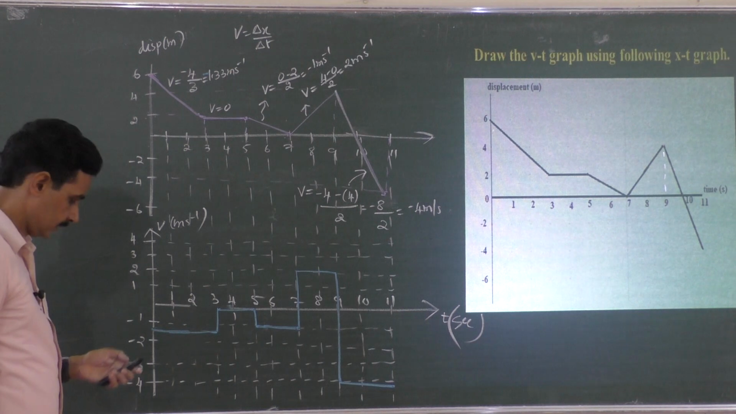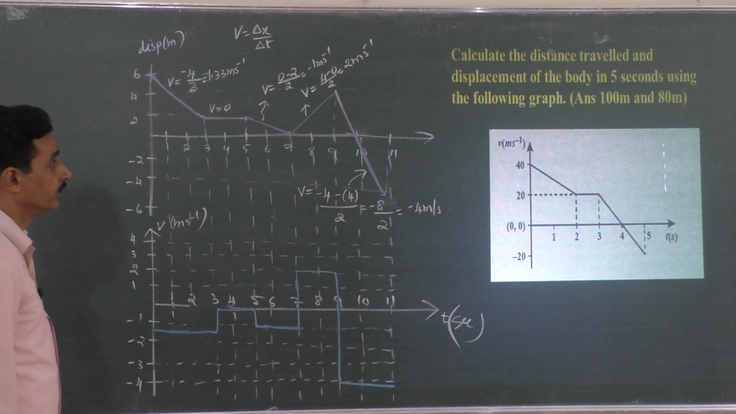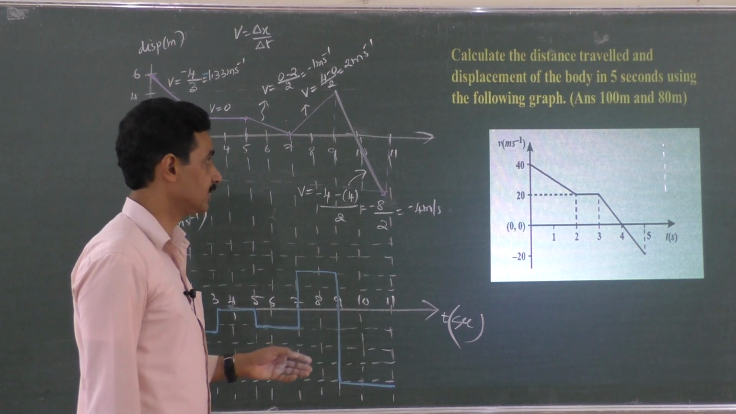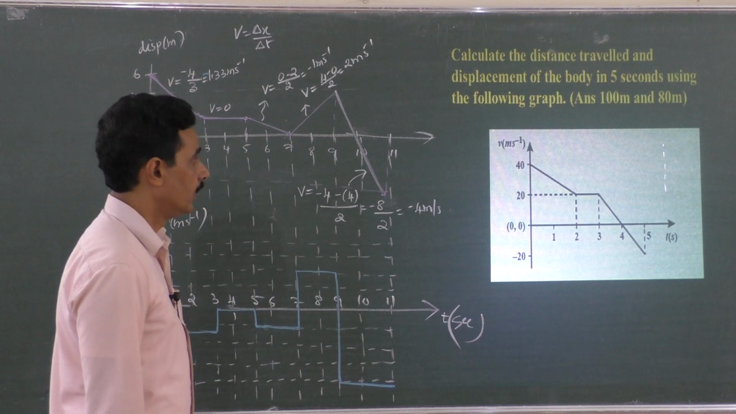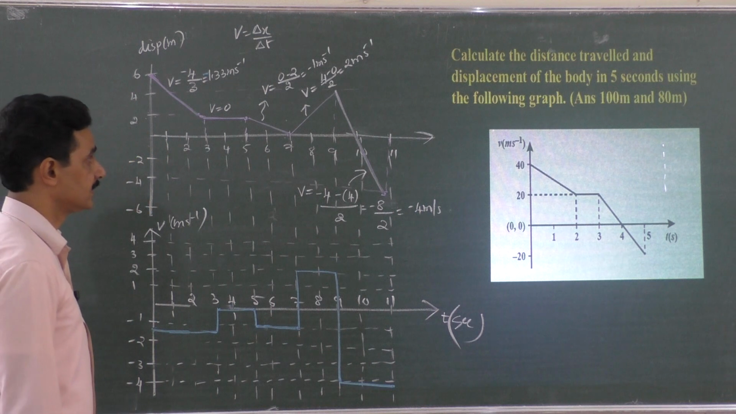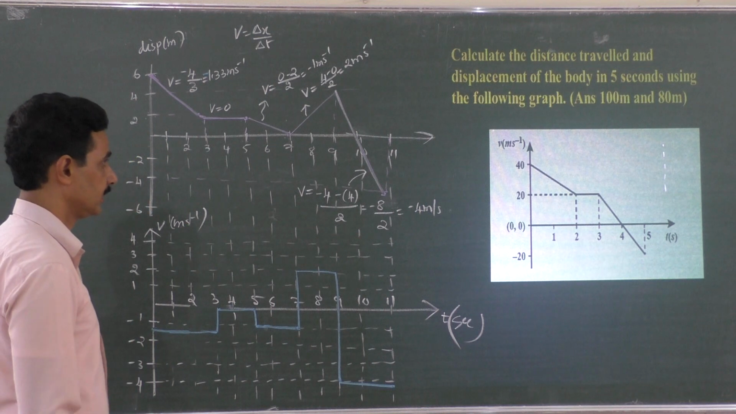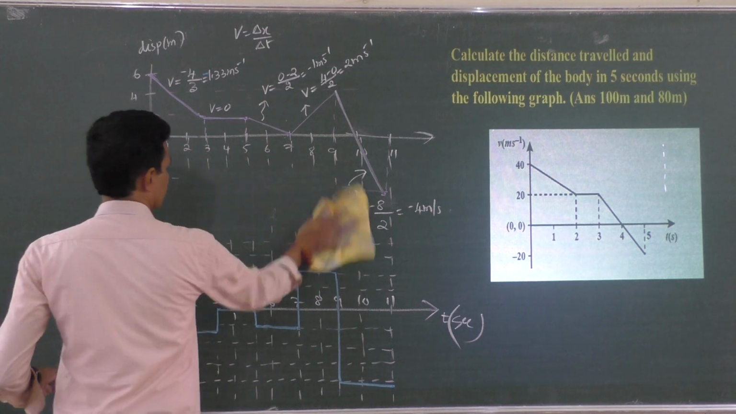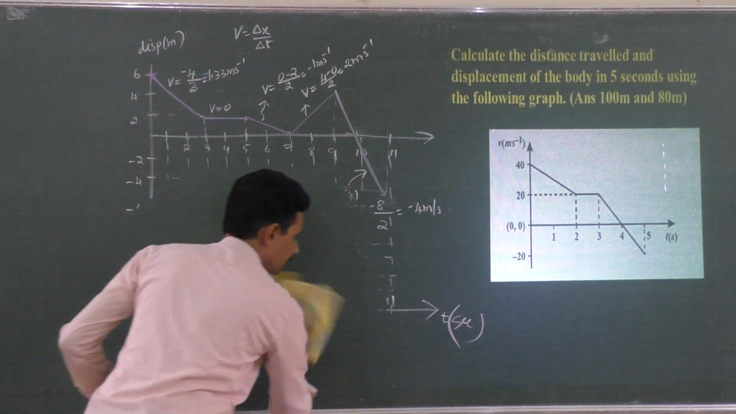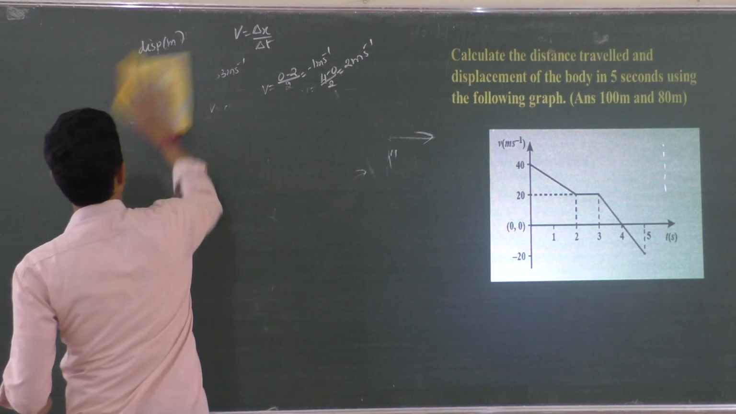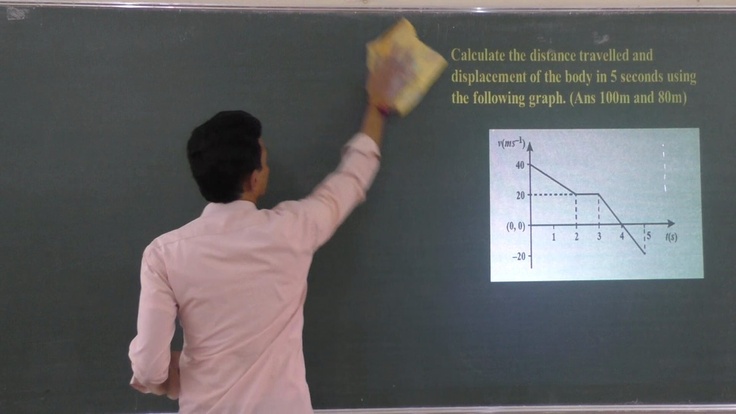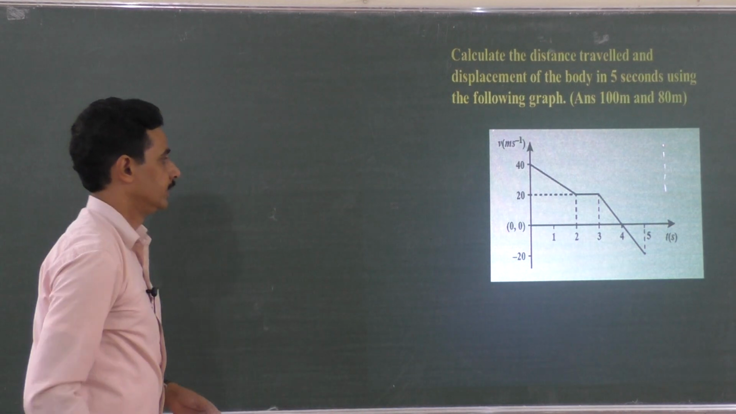Okay, we have one more question. Calculate the distance traveled and displacement of the body in 5 seconds using the following graph. Okay, distance traveled and displacement of the body in 5 seconds using the following VT graph. Okay. We will finish this.